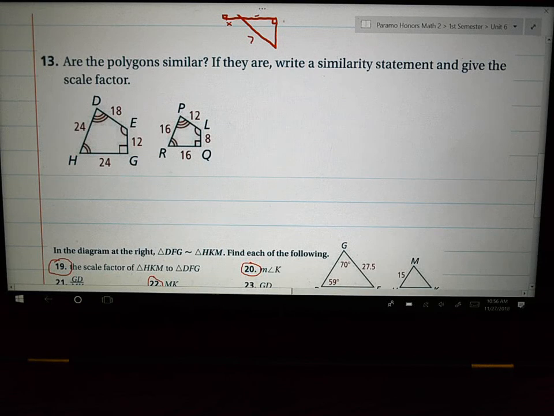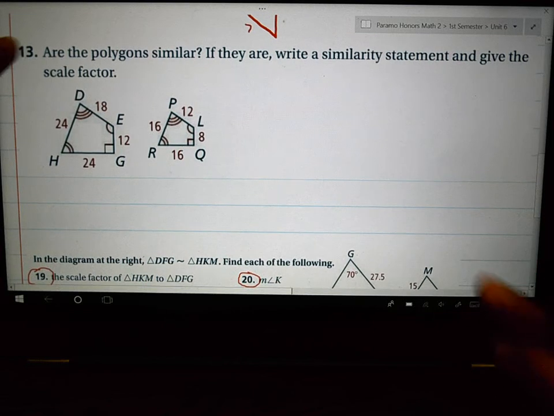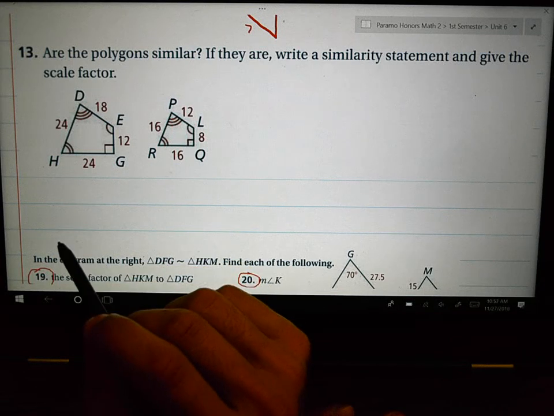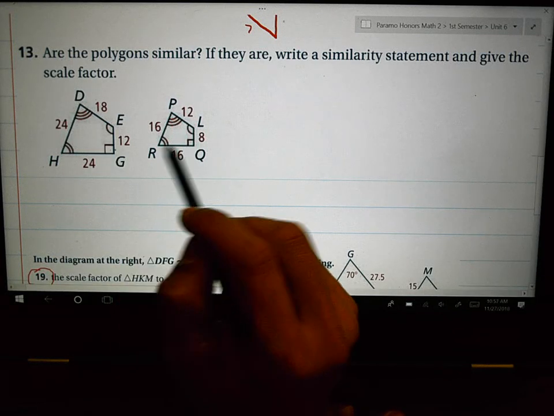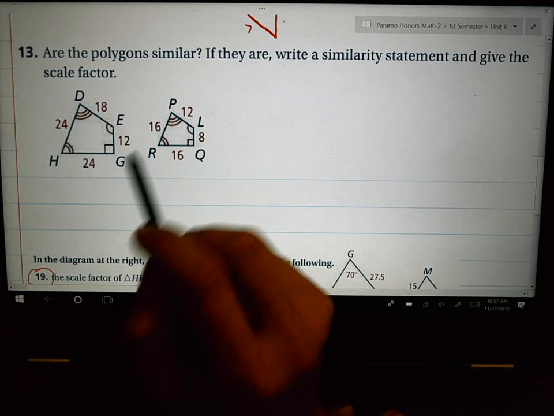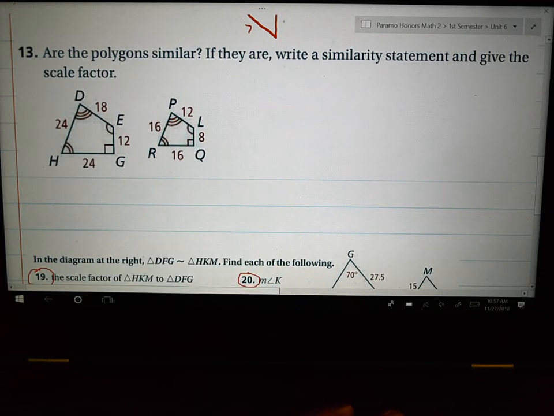First example, this is in your book. Feel free to get your book out if you would like to do it with me. You can. This is number 13 in your textbook. It says, are the polygons similar? If they are, write a similarity statement and give the scale factor. Right angle, arc, 3 arcs, 3 arcs, 2 arcs, 2 arcs. All the angles are congruent to each other.